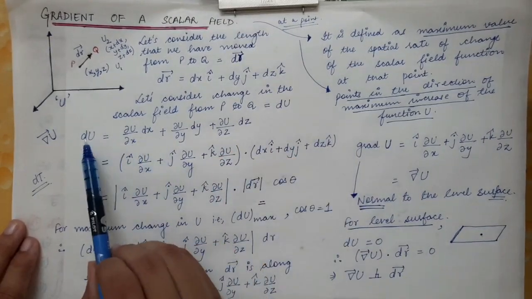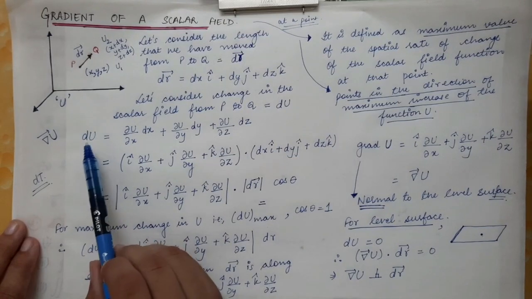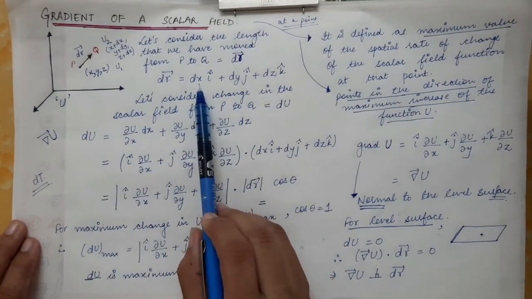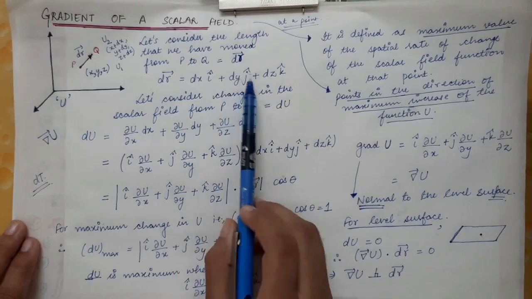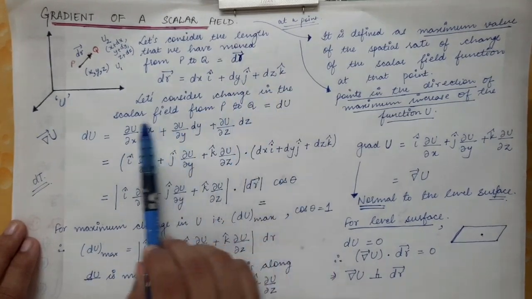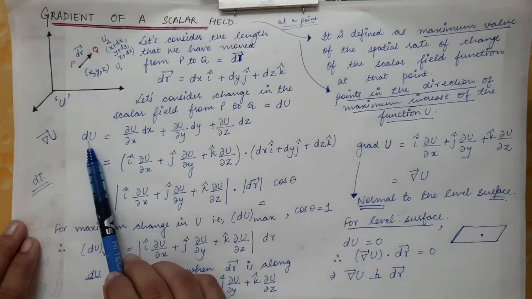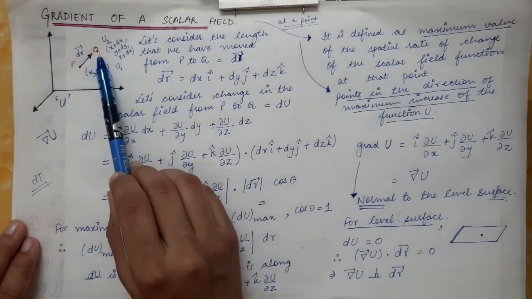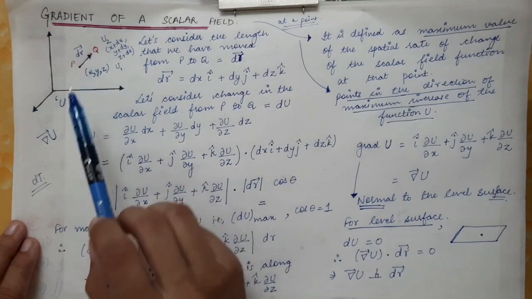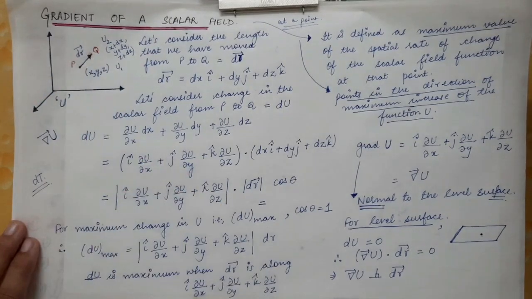So this is how we write du when we are moving a distance of dx i cap plus dy j cap plus dz k cap. This is how we write the small change in the scalar function when we are moving from one point to another point in the space where the scalar field is distributed.